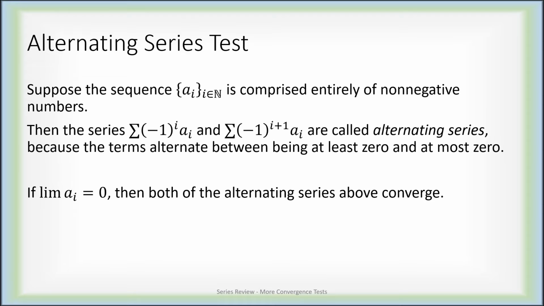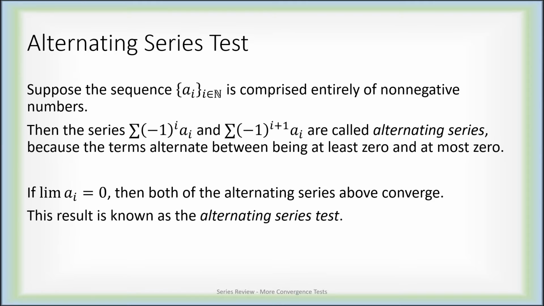Remember in the divergence test, in general, if the limit of a sequence is 0, for a corresponding series you really can't determine anything. The alternating series test tells us if the limit of a sequence of non-negative numbers is 0 and you form an alternating series out of it, that series will converge. This is called the alternating series test.